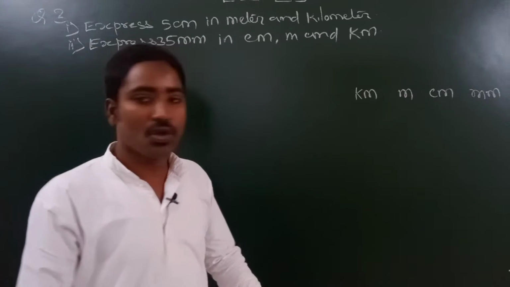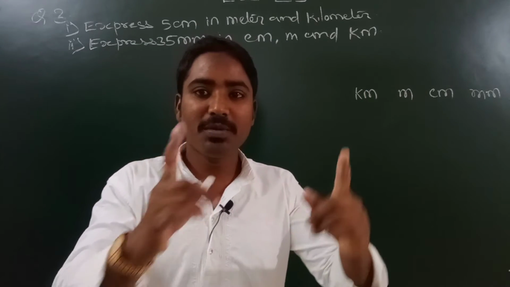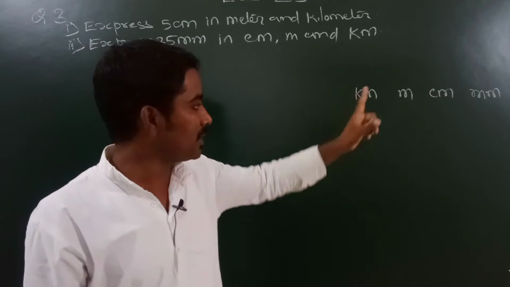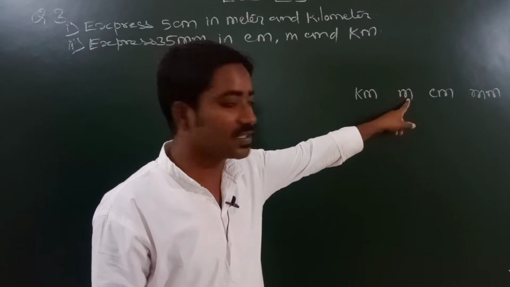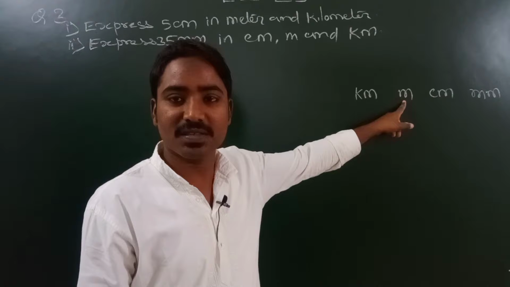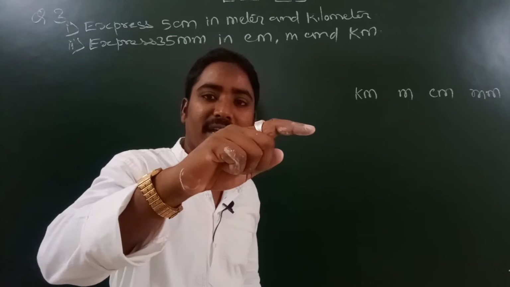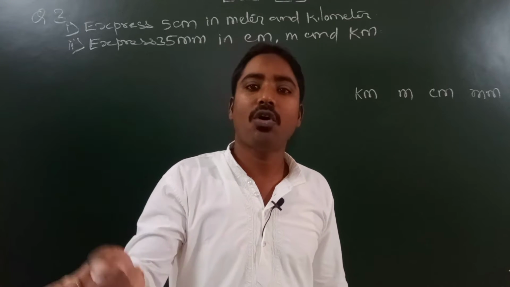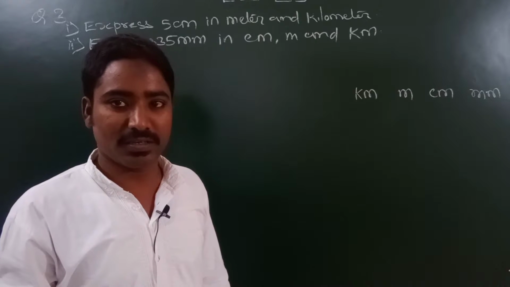We know, students, that in 1 kilometer we have 1000 meter. So from here to here how much is the distance? 1000. It means that if any switching happens from here to here, it will be multiplied by 1000 or divided by 1000, depending on the switch. I will explain that in the next step.